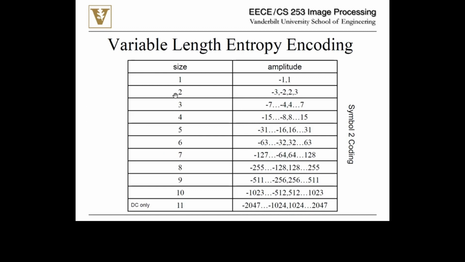What about this one? When the size is 2, I will be able to send minus 3, minus 2, 2 and 3. The minus 1 and 1, I don't need to send anymore, because they have already been sent with a symbol of size 1. How many bits do you need to transmit this? 2 bits, because there are 4 values. And then minus 7, minus 6, minus 5, minus 4, and then 4, 5, 6, 7. So I have 8 values there, so I need 3 bits, 4 bits, and so on.